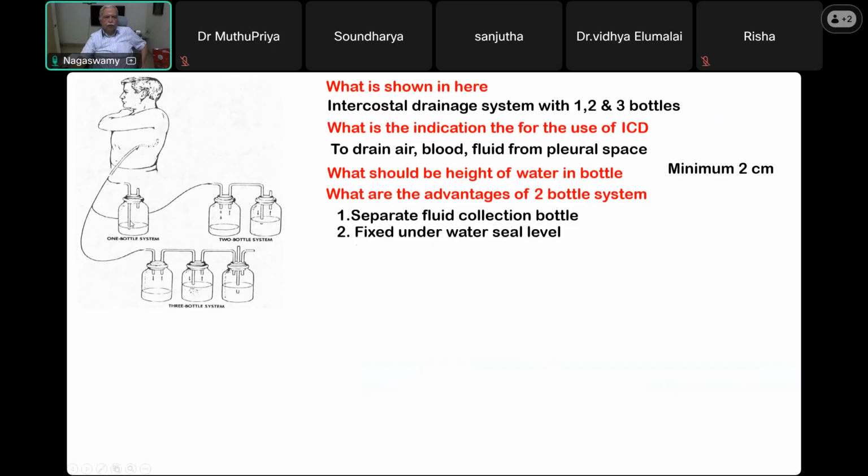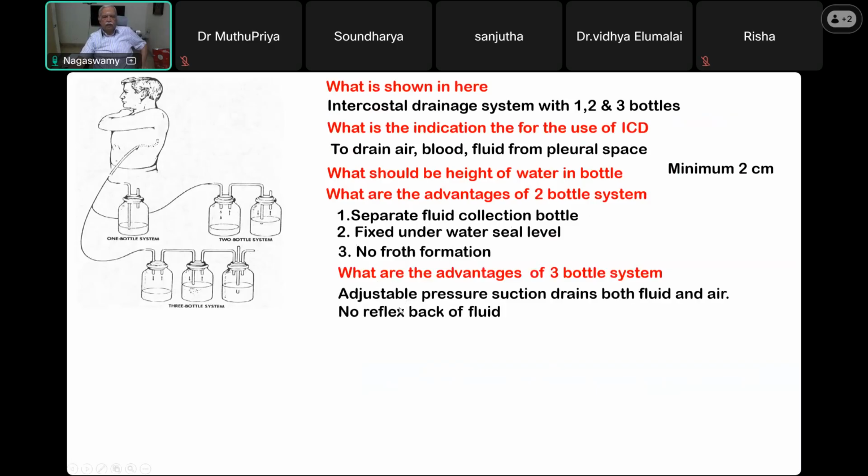Because if you use one bottle, as the fluid comes, the height of the water column will increase and it will cause more resistance to breathing. Whereas if you collect the fluid separately, this water column will be the same. So the patient will have a fixed underwater seal. And if you add the third bottle, you can apply controlled suction to expand the lung faster. So the advantages of 3 are adjustable pressure suction, drains both fluid and air, and no reflux back of the fluid will happen. How far below the patient's chest should these bottles be kept? 100 centimeters. Very good.